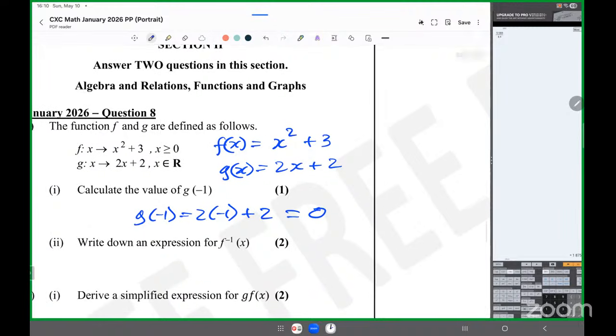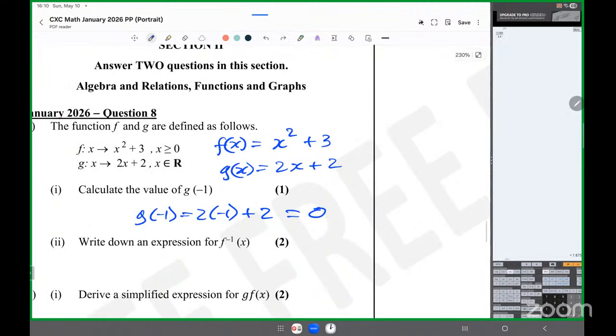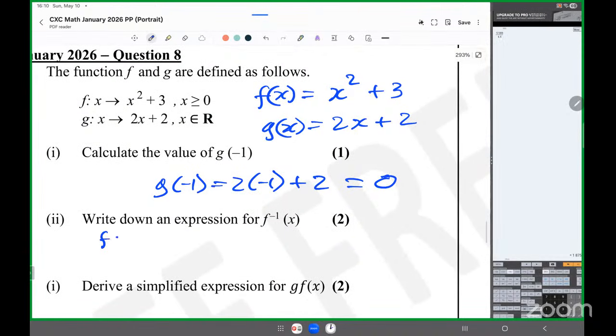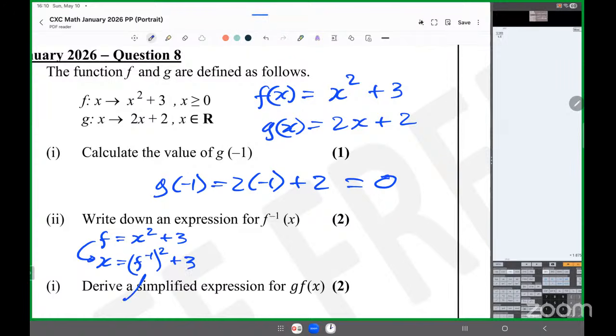Then I want f to the -1. That's the inverse of this one. Let's do it here. So I'm going to start by saying f equals x squared plus 3. I'm going to inverse it and get x equals f to the -1 squared plus 3. I was trying to make this f to the -1 the subject. So take the 3 and carry it over here first.